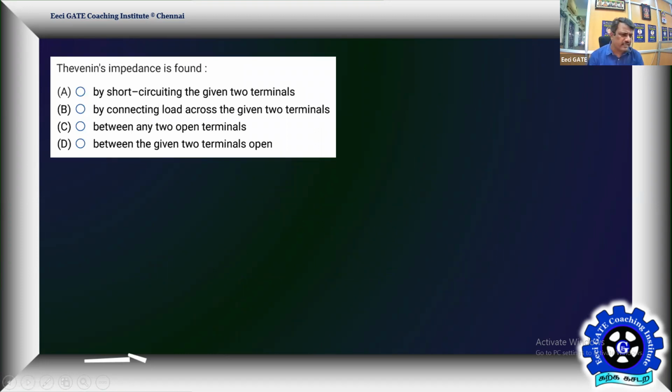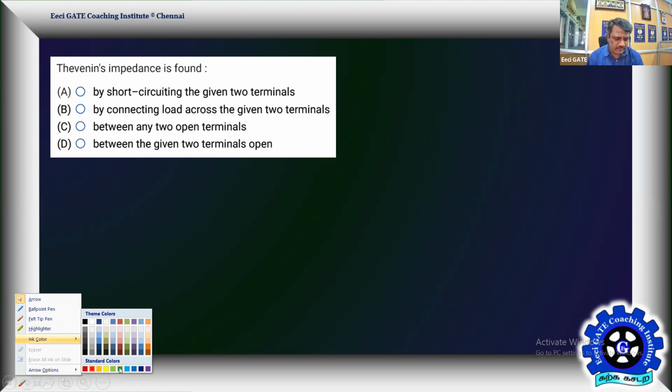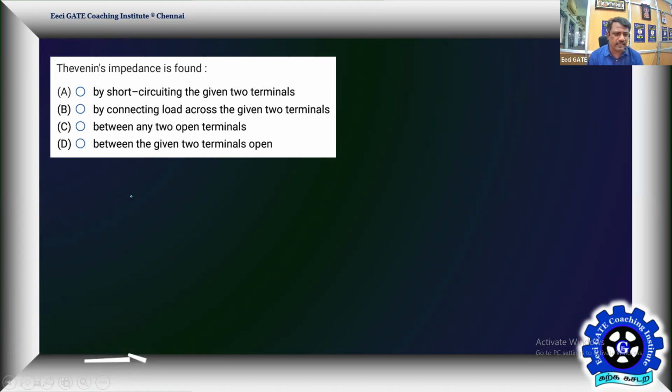Some questions like this connect straight away to the logic, so straight away we'll get the answer for this kind of problem. Let me offer the answer key for this. The Thevenin's impedance is found.